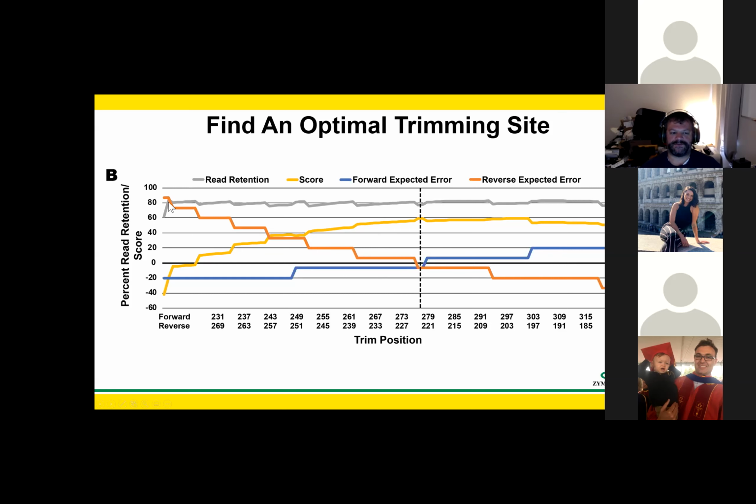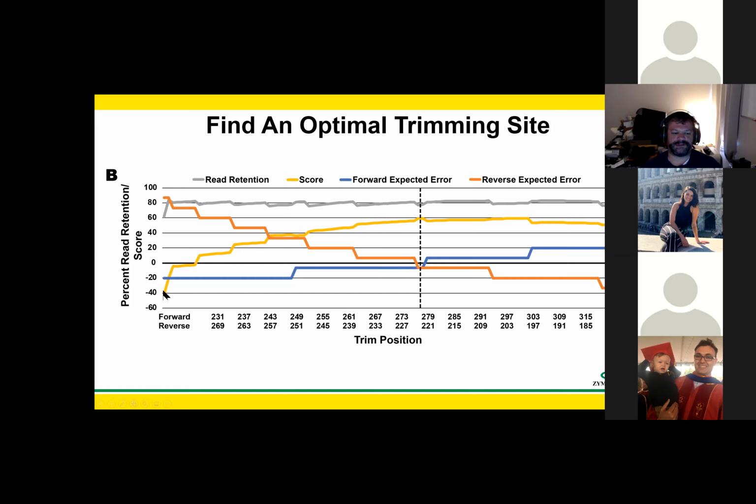This grayish silvery line along the top basically hovers around 80. This is our percentage of read retention. It's basically saying, if I were to filter using these parameters, so for example, at this position, filter using 5 expected errors and 4 expected errors, I would retain, in this case, about 80% of the reads.